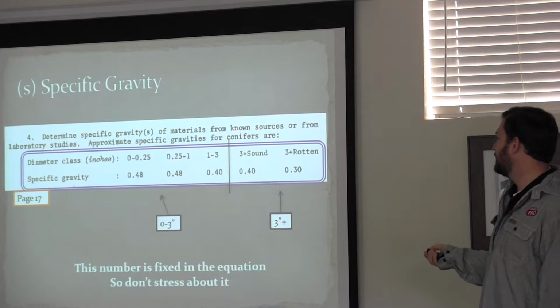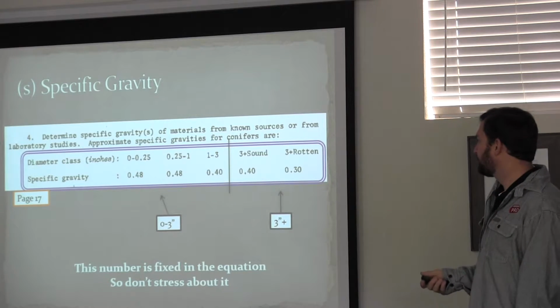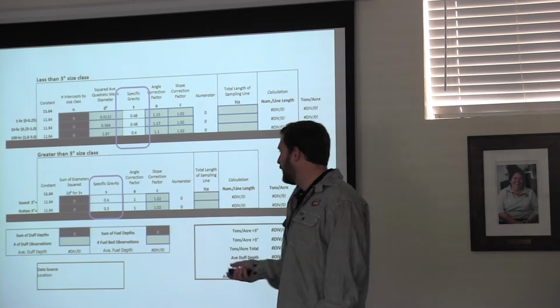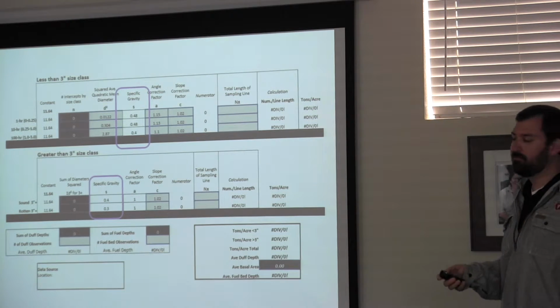But on page 17, it does actually show you the numbers to make sure that they're correct in there. So that's the specific gravity in the material. And then again, it shows up here and it shows up there. It's in the white box. The white box means you can't change it.